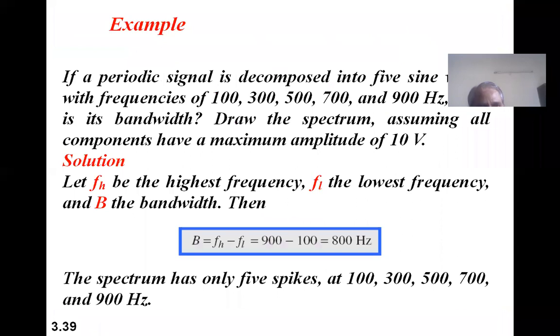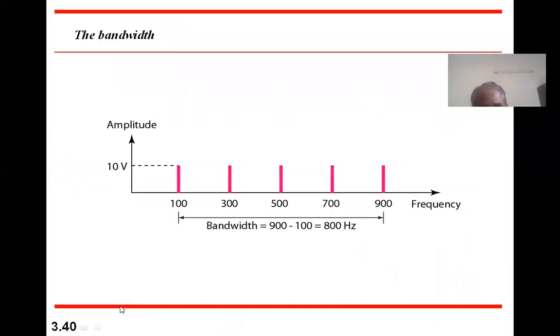Now these are the examples. If a periodic signal is decomposed into 5 sine waves with the frequencies 100, 300, 500, 700, and 900, the bandwidth is the difference between the highest and lowest frequency, so it's 800. But when you represent the frequencies, it gives only the 5 bars: 100, 300, 500, 700, and 900. Like this.